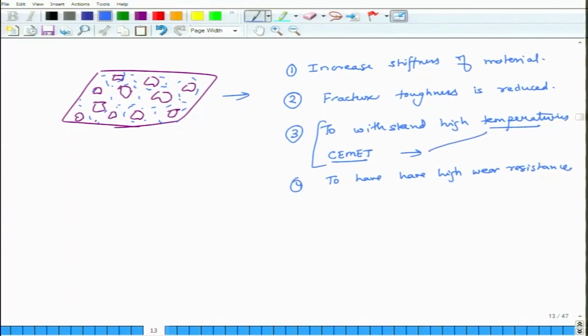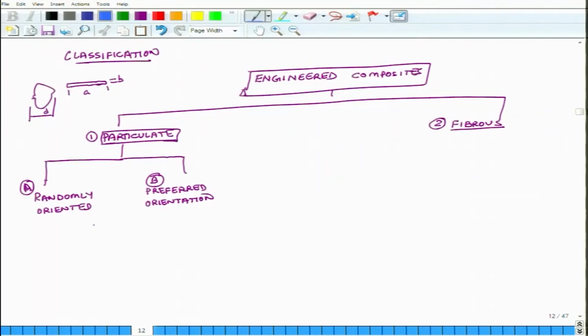So, cements do both these things, they have temperature resistance and they also have wear resistance. So, this is some basic information about particulate composites. So, we are done with this. Next, let us look at fibrous composites. So, now fibrous composites, again they come in two varieties.